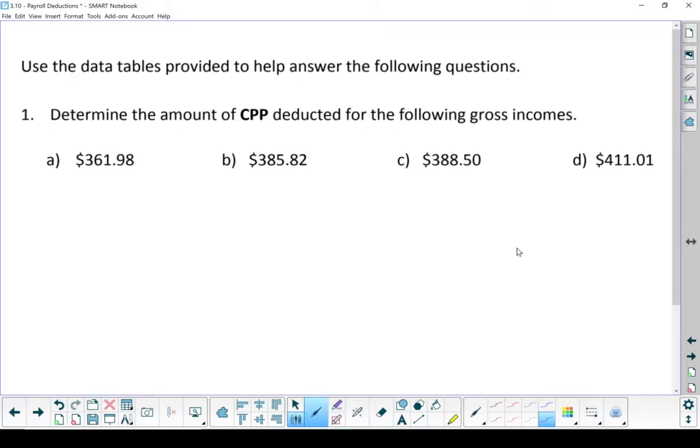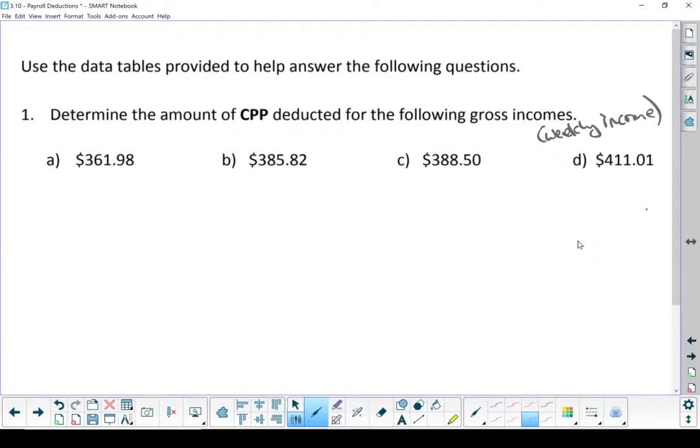Let's use some data tables to help answer these following questions. Question 1. Determine the amount of CPP deducted for the following gross incomes. These are going to be weekly incomes, so it's how much money the person makes in a week. So if someone was paid $361.98 in a week, how much CPP would be deducted?